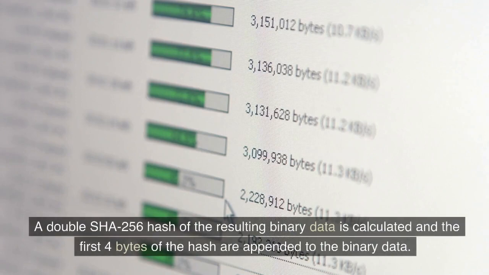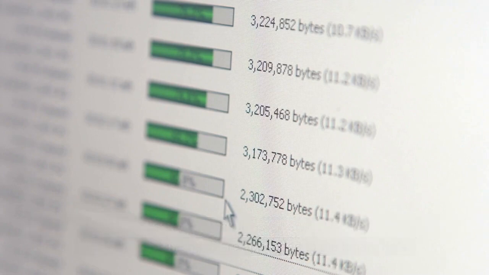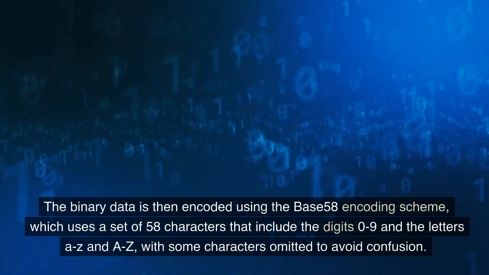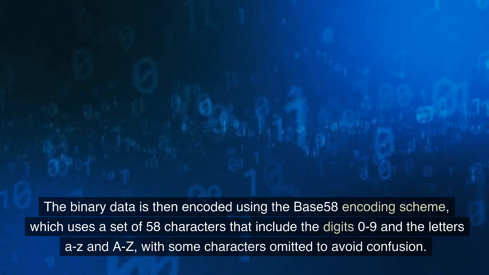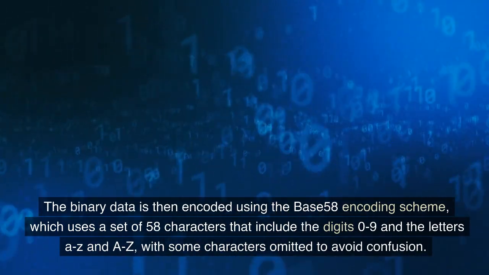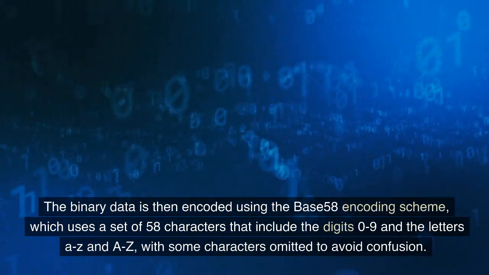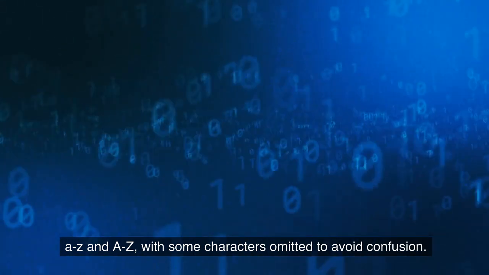A double SHA-256 hash of the resulting binary data is calculated and the first 4 bytes of the hash are appended to the binary data. The binary data is then encoded using the Base58 encoding scheme, which uses a set of 58 characters that include the digits 0 to 9 and the letters A to Z and a to z, with some characters omitted to avoid confusion. The final encoded key is then represented in the Base58Check format.